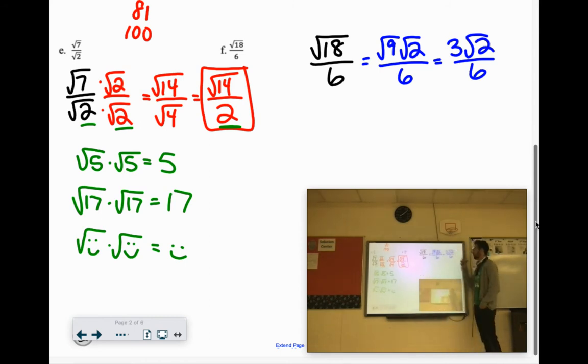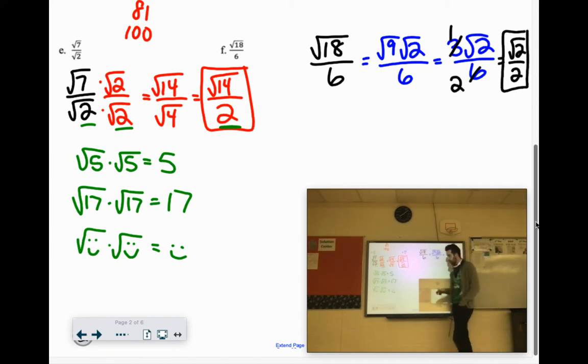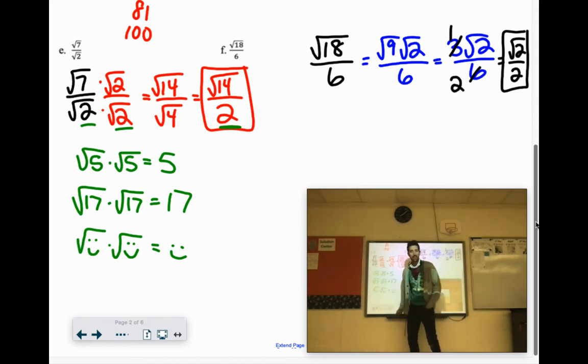Can you simplify numbers without radicals? 3 over 6, if you had the fraction 3/6, that would be 1/2. So it comes out to root 2 over 2. So that's a little radical review, I know. I'm a bit radical sometimes.